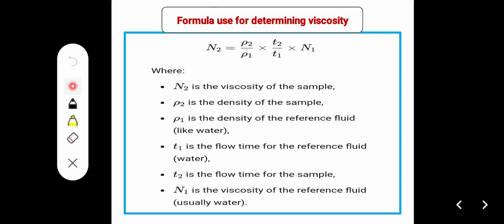N2 is the viscosity of the sample, rho 2 is the density of the sample, and rho 1 is the density of the reference fluid like water. T1 is the flow time for the reference fluid water, T2 is the flow time for the sample, and N1 is the viscosity of the reference fluid, usually water. So this is the formula for determining viscosity.